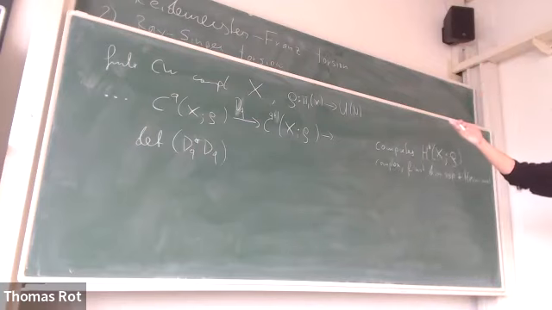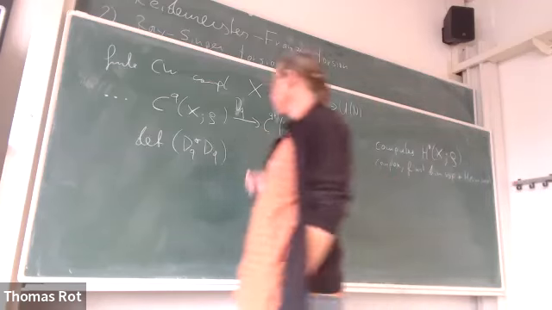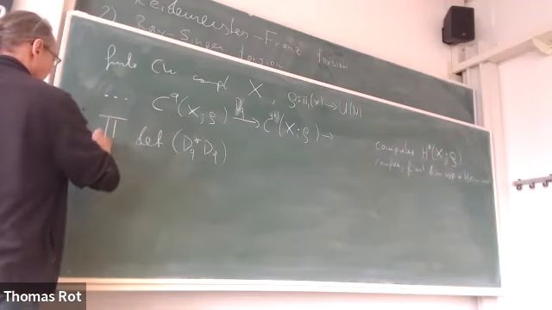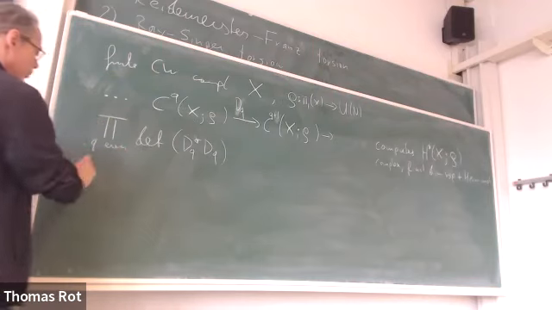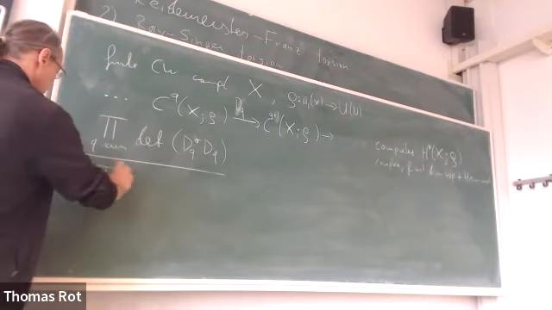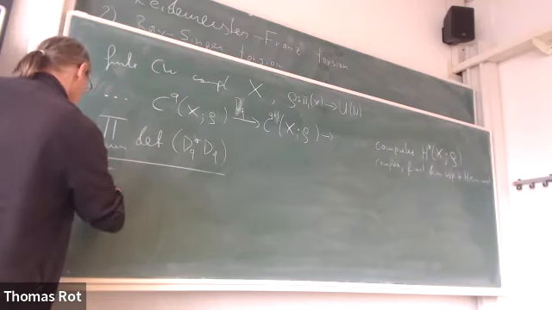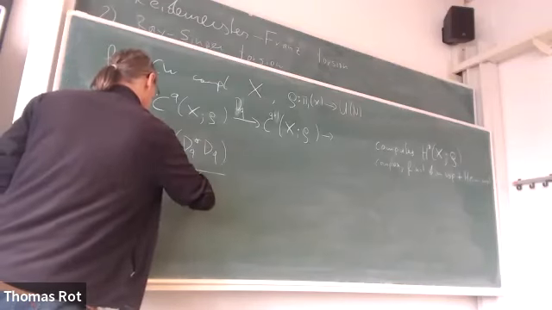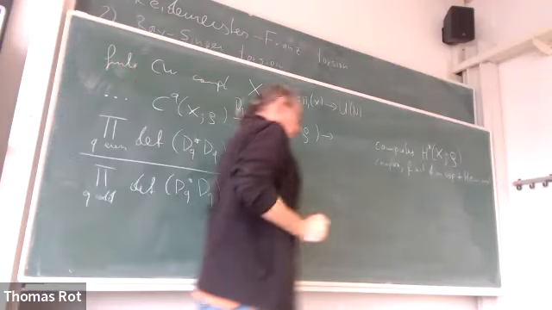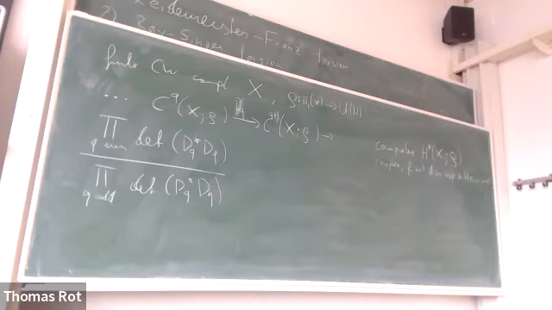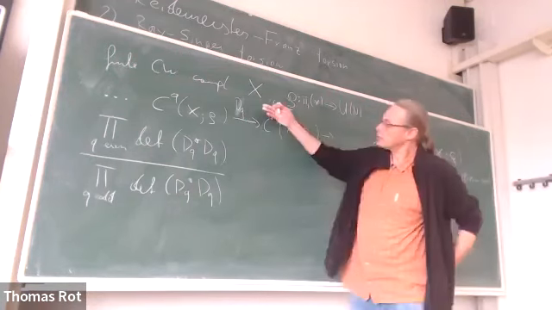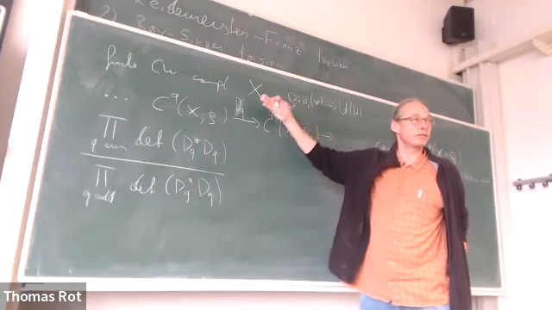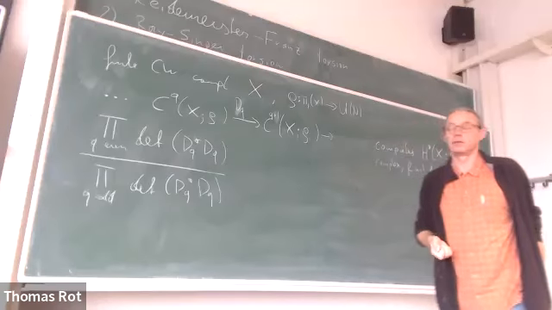And then what you do is you compute it, you look at these determinants in each degree, and you take an alternating product. So you take the product of an even cube, and you divide by the product of an odd cubes. And this is something like a graded determinant of the differentials in the complex.